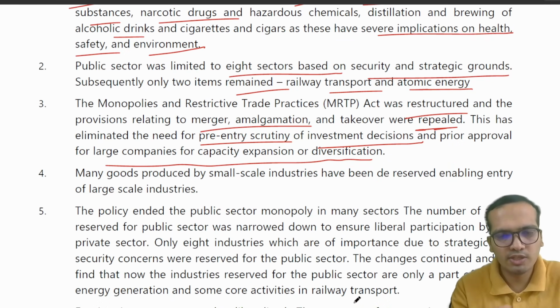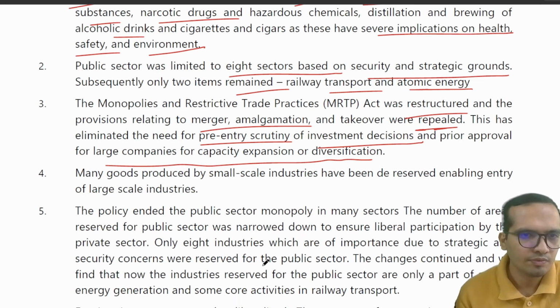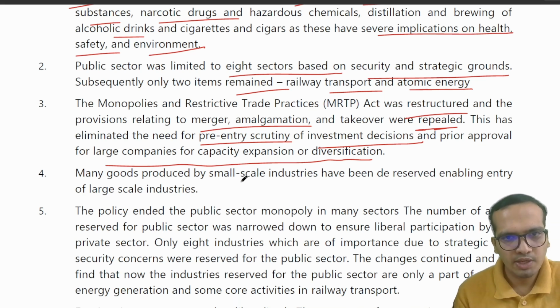मीन्स नए कंपनीज को थोड़ा इजियर कर दिया नया किसी को इन्वेस्ट करना है. This is from 1991. Many goods produced by small scale industries have been de-reserved, enabling entry of large scale industries.